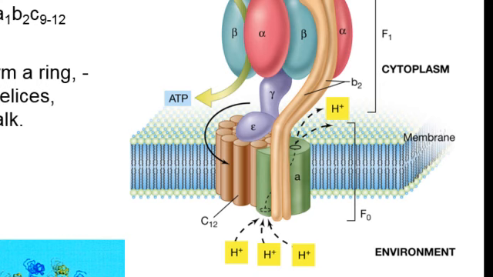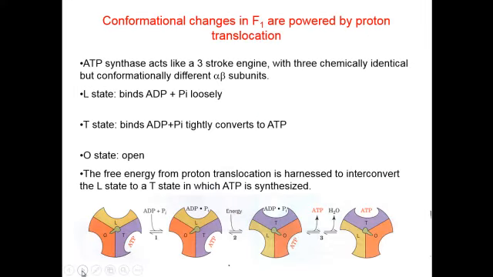And the B subunits form what we call the stator, which is basically the bit that connects the F0 and the F1 protein and actually holds the protein stable in the membrane, because those C subunits are going to move around in the membrane. We know that conformational changes in the F1 domain are powered by proton translocation. Remember, proton translocation means those protons flowing back into the mitochondrial matrix.